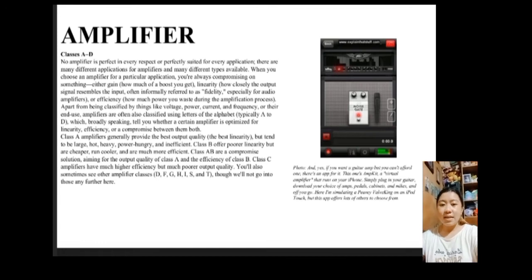The next is amplifier classes A to D. Amplifier classes are letter symbols applied to different power amplifier types. The class gives a broad indication of an amplifier's characteristics and performance. The classes are related to the period that the active amplifier device is passing current, expressed as a fraction of the period of a signal waveform applied to the input.